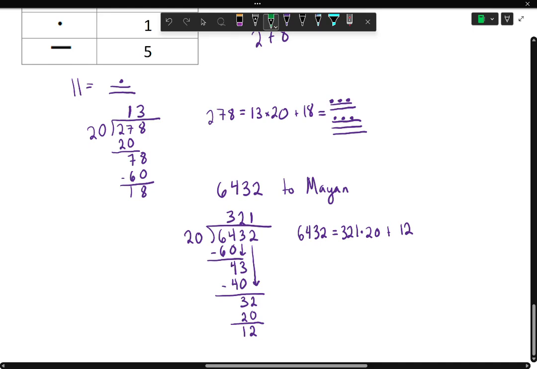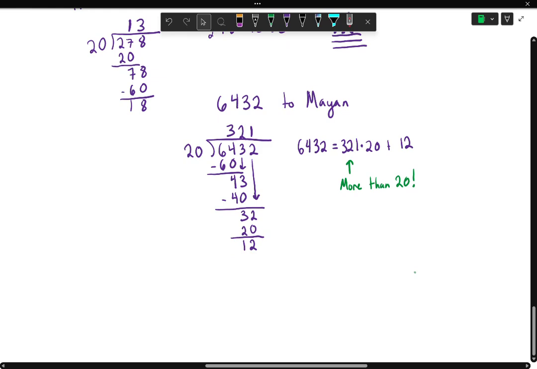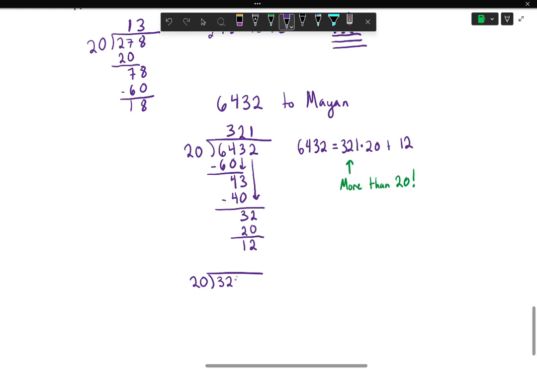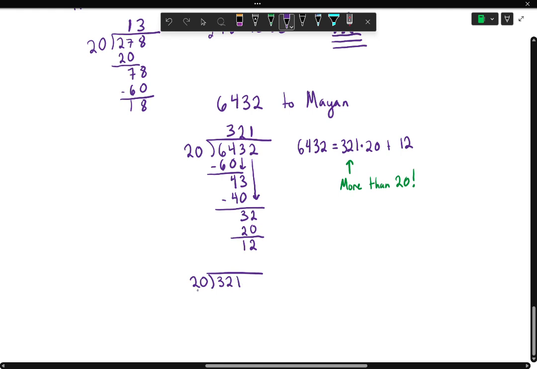But we have a problem. This is more than 20. So we need to regroup again. I need to divide that 321 by 20. So let's see. How many times does 20 go into 32? Just once. And I'm left with 12.